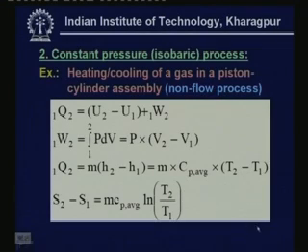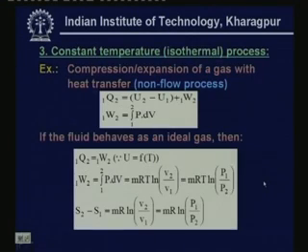So let us look at another process. This is known as a constant temperature or isothermal process. A typical example of this is compression or expansion of a gas with heat transfer. That means again we are taking a non-flow process. A gas is undergoing compression or expansion in a piston cylinder assembly, and at the same time heat transfer is taking place between the system and surroundings. The heat transfer is taking place in such a way that the temperature of the system remains constant. So the process becomes an isothermal non-flow process.